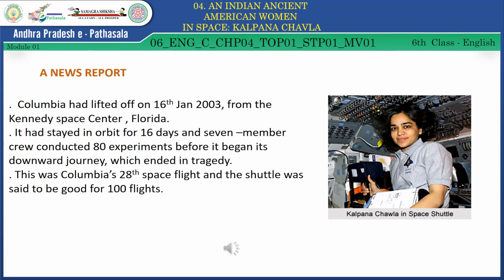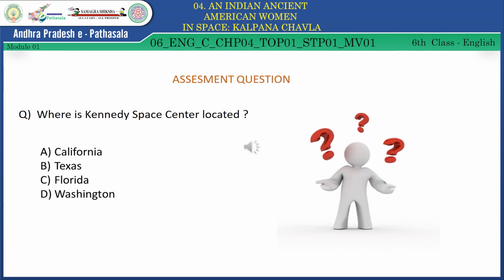Check your understanding. Here is an assessment for you. The question is, where is Kennedy Space Center located? And the options are option A, California, option B, Texas, option C, Florida, option D, Washington. Come on, children, guess the answer.